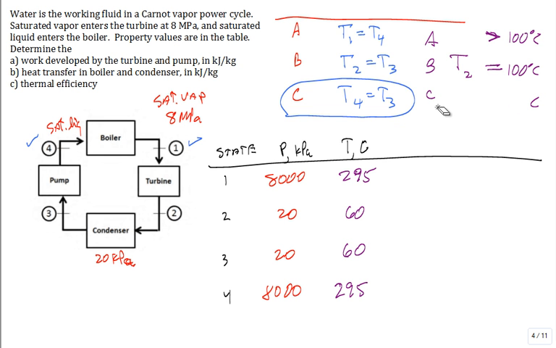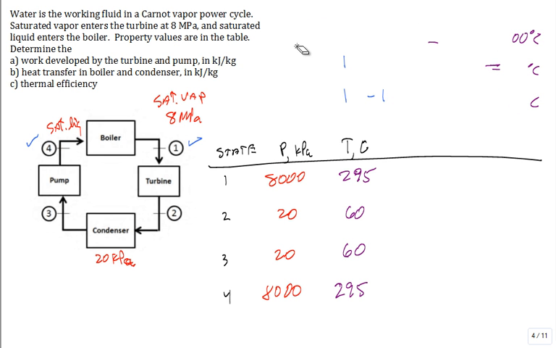All right. Now, there's a couple other columns of interest that you might want to have in a table like this, but eventually we're going to have enthalpy and entropy, in kilojoules per kilogram and kilojoules per kilogram Kelvin.